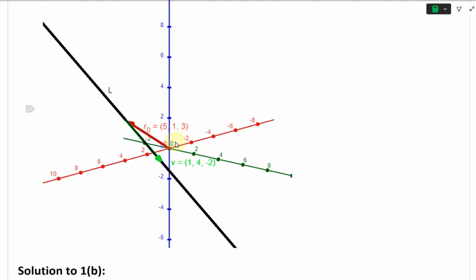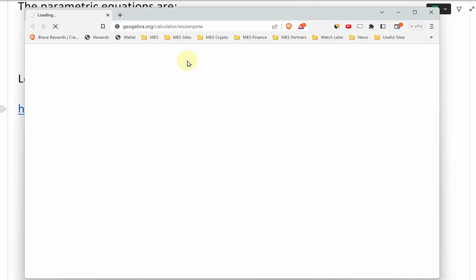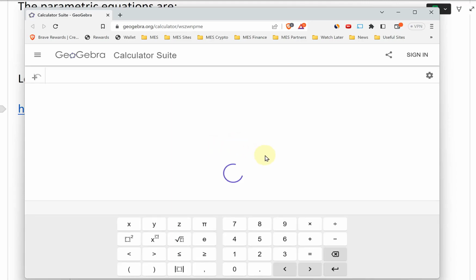Pretty cool. You can even graph out the vectors as well. There's the vector in green here, 1, 4, negative 2, and there's the red 5, 1, 3, and it goes there. And it fits perfectly. Absolutely amazing. And if you click this, let's see what happens. So if I click this and it's opening up, yeah, so you can play around with it and see what you can find. This is a pretty epic calculator.